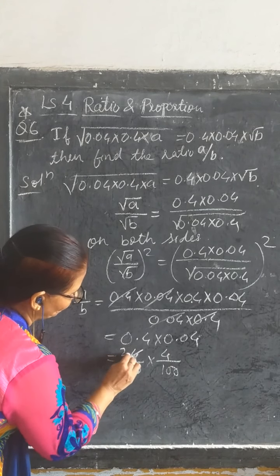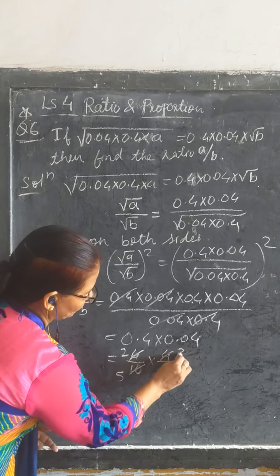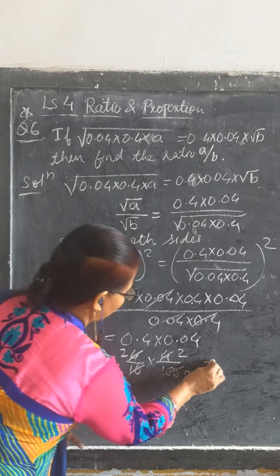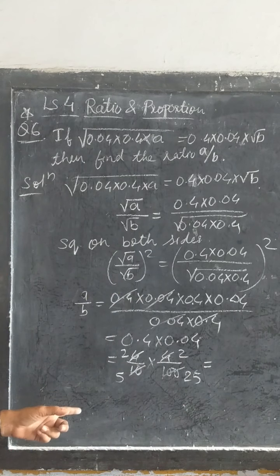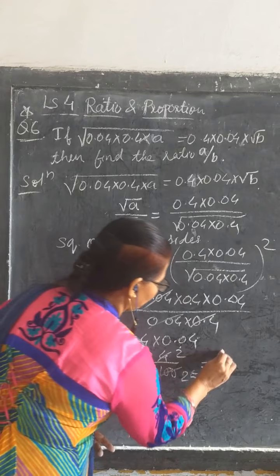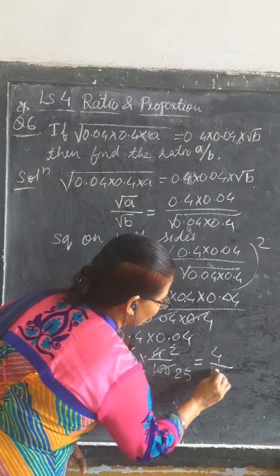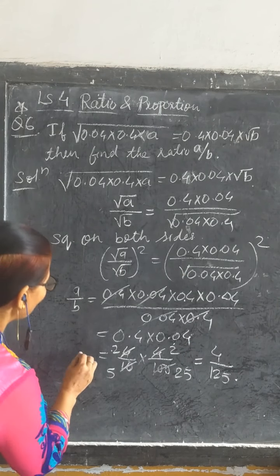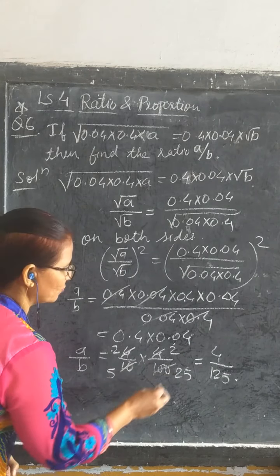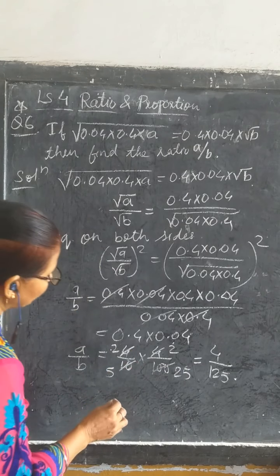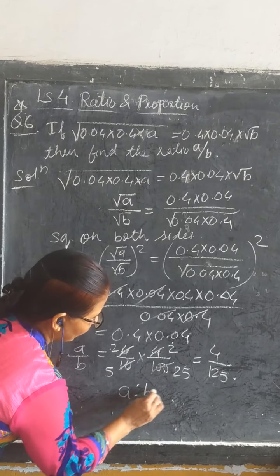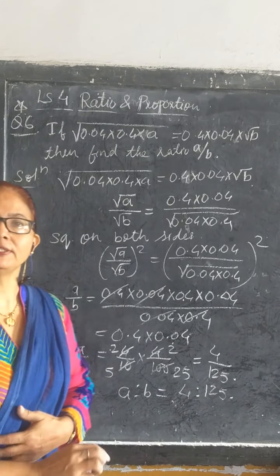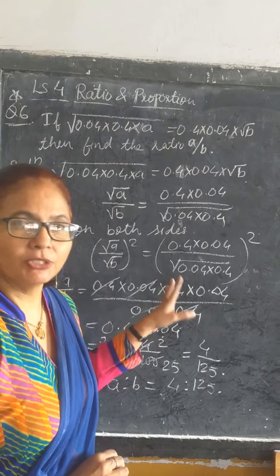Let's simplify. 2 2s are 4, 2 5s are 10, 2 2s are 4, 25s are. Now what you got? 2 2s are 4, 4 by 5 into 25 is 125. So in this way you have got the value of a by b as 4 by 125. We have to find the ratio. So you can write like this: a is to b is equal to 4 is to 125. So the sum is very easy.